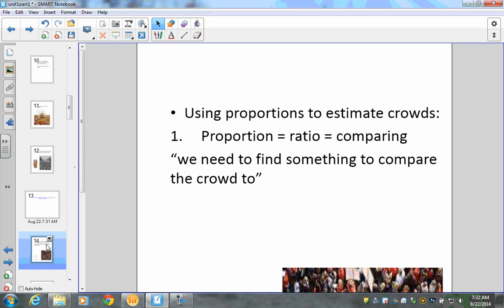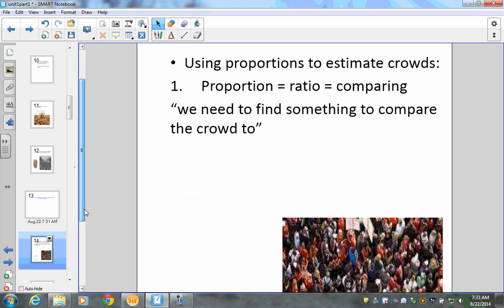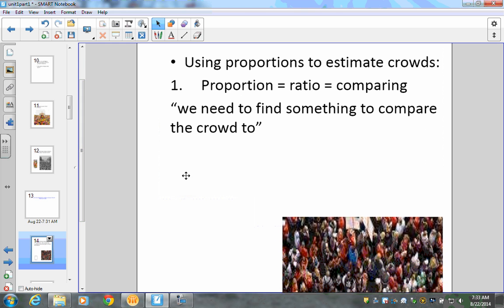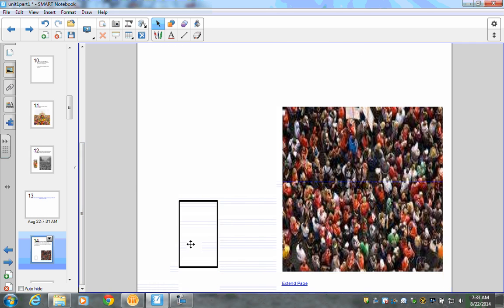All right. Now, the first thing we're going to do is create a proportion. A proportion is nothing more than a ratio comparing a small little area to a big crowd like this. I'm using an example of this little square and this large size. With this crowd here you will never be able to get an accurate estimation, but with this little square you'll be able to get an accurate picture.